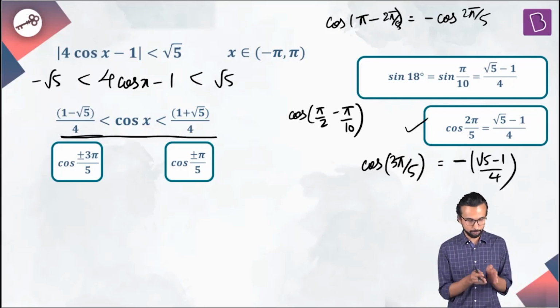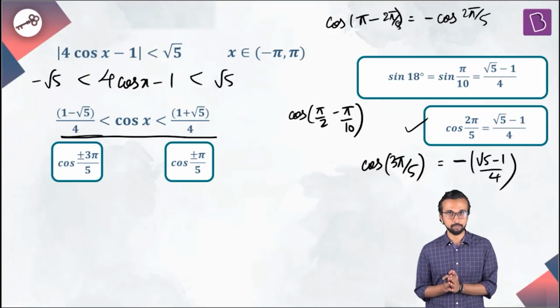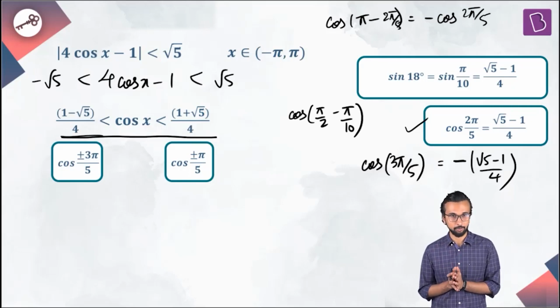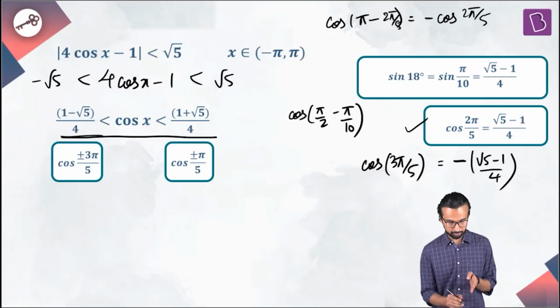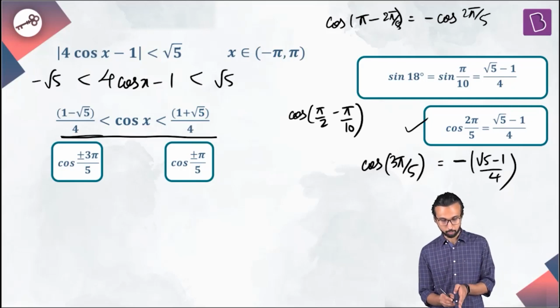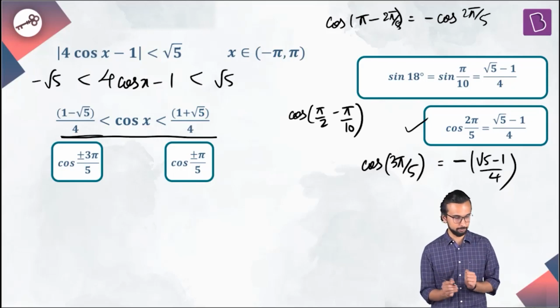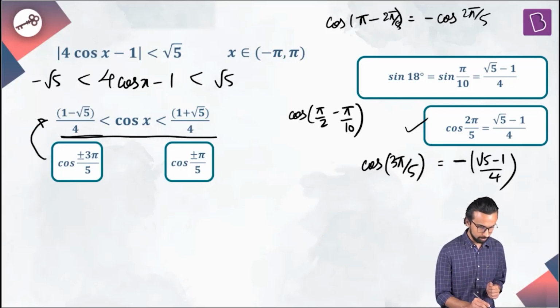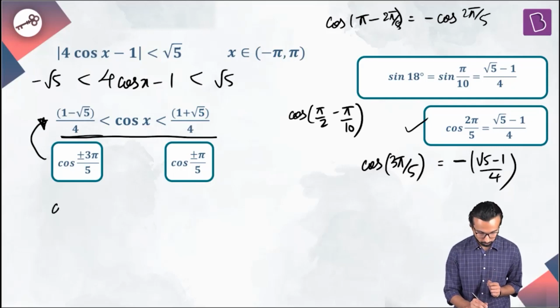Okay, the first term, (1 minus root 5)/4, is the negative of sin 18°, or sin(π/10). So (1 minus root 5)/4 is this. From this we can say that the negative of (root 5 minus 1)/4 is cos(3π/5). That's how I got my first part here. Okay, what about the second part? It says cos of π/5. Now, how do I find that out?